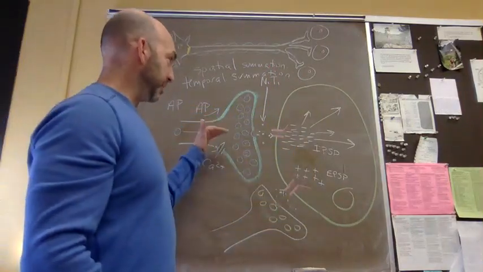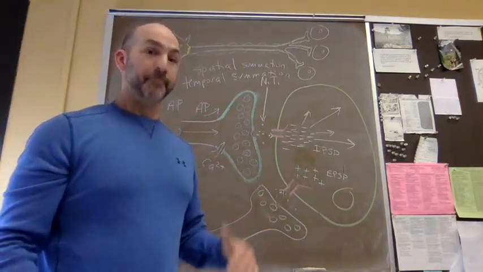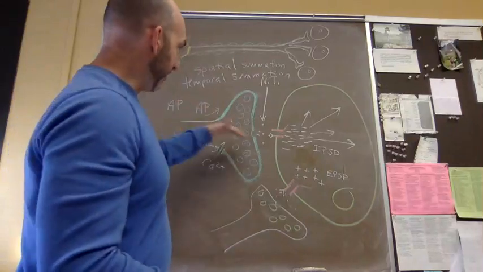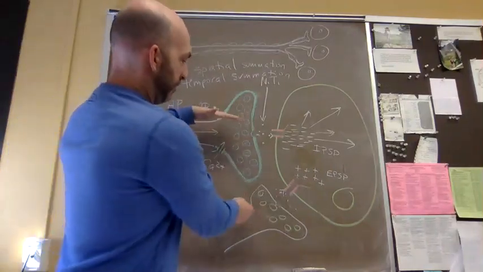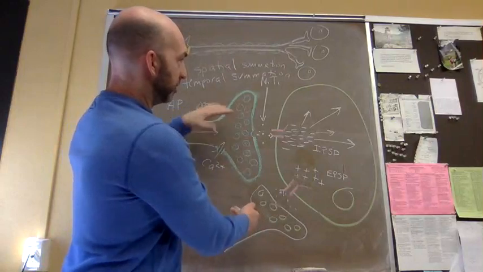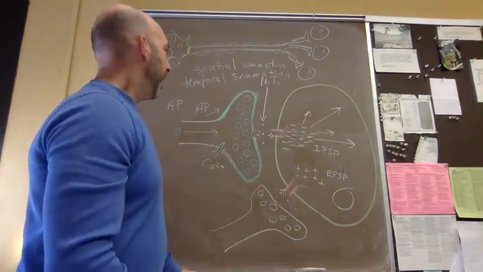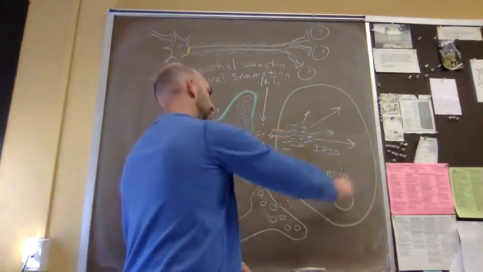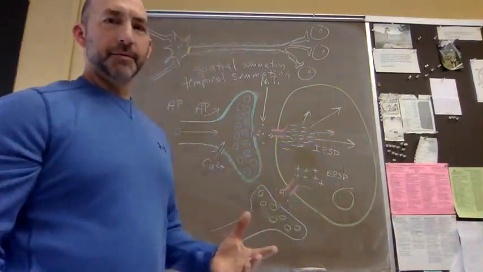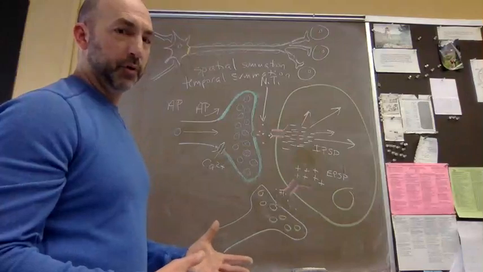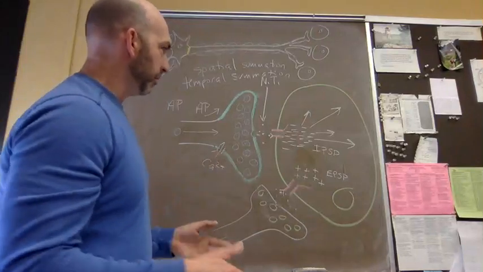Can you get temporal summation and spatial summation at the same time? Yep. You get one firing repeatedly, but if you add another one anywhere else, you're also getting spatial summation at the same time. And that's all added up by this cell to determine what to do. Remember that the postsynaptic cell is integrating the input to determine what it's going to do in response.